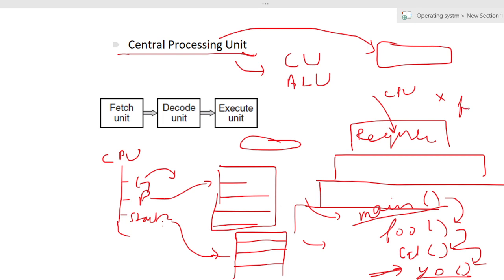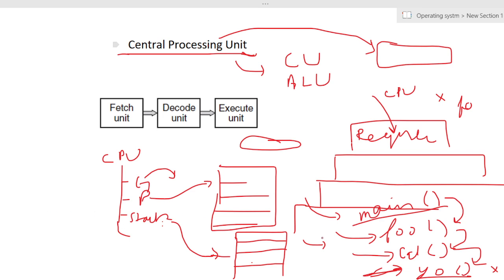Function parameters also have addresses, right? So the stack pointer points to this particular address. Then, in this stack pointer, firstly, as soon as the yo gets finished, the stack pointer will point to cal. Then the stack pointer will point to foo, right? So this is in the form of a stack. That's why it is called the stack pointer.